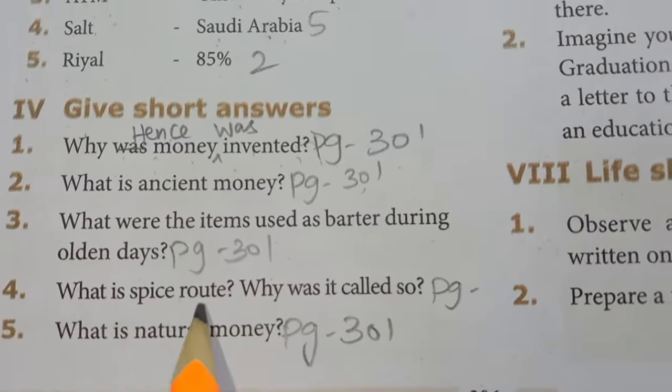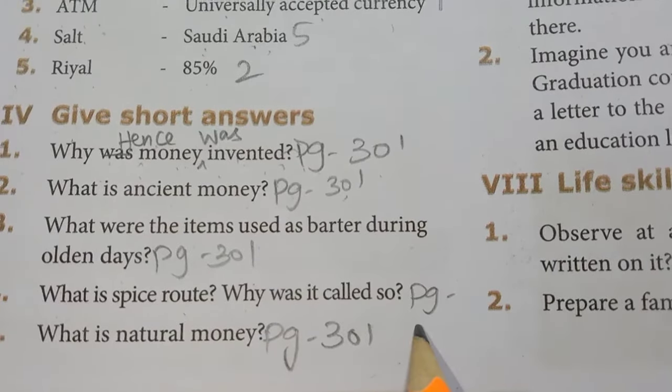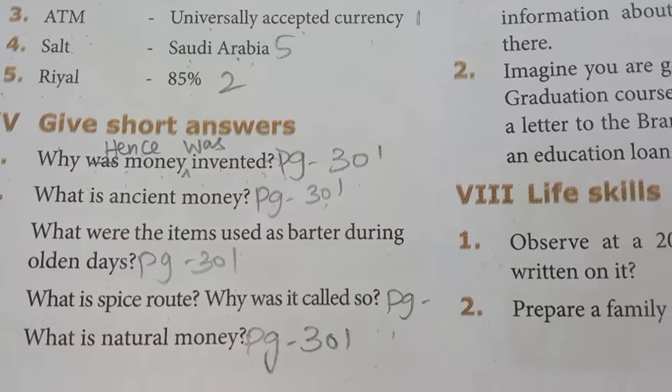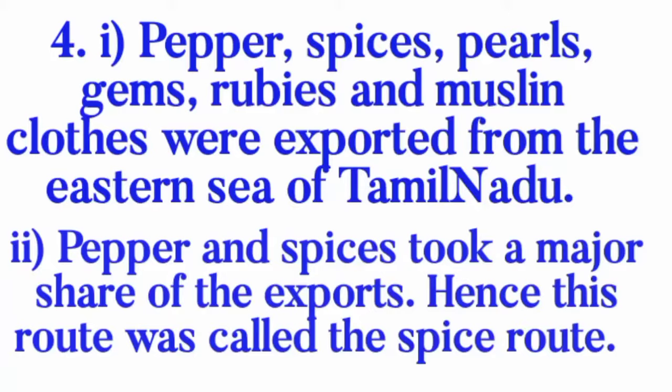Then, fourth question, what is spice root? Why was it called so? For this, I'll give a picture. Please copy down in your book or in your classwork note. Answer, first point, pepper, spices, pearls, gems, rubies and muslin cloths were exported from the eastern sea of Tamil Nadu. Second point, pepper and spices took a major share of the exports. Hence, this root was called the spice root.